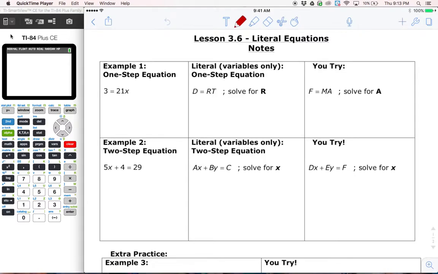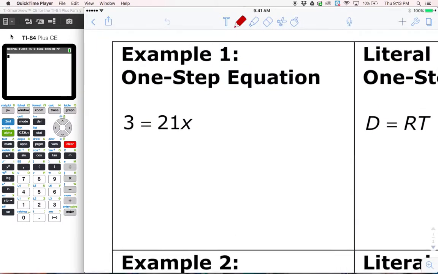So let's take a look at this first example. This is the normal thing. Like this is what we would normally do if we got an equation like this. 3 equals 21x. I know you guys know what to do. Okay, I just need you to listen.